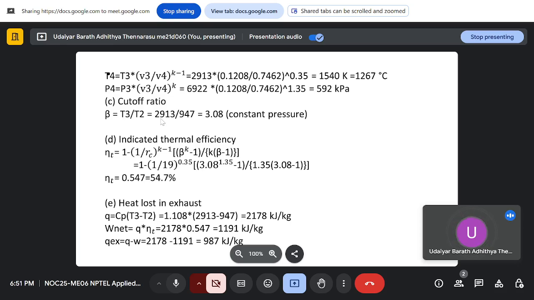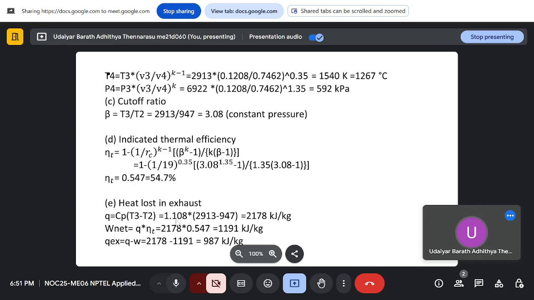Next is to find out the indicated thermal efficiency. Using the formula, we can substitute the values. It comes out to 54.7%, or the other way around is to find out the net work and the heat added, and we can get the thermal efficiency.